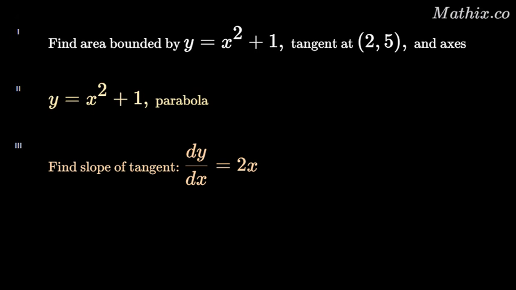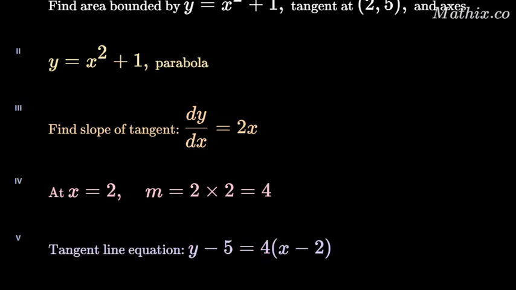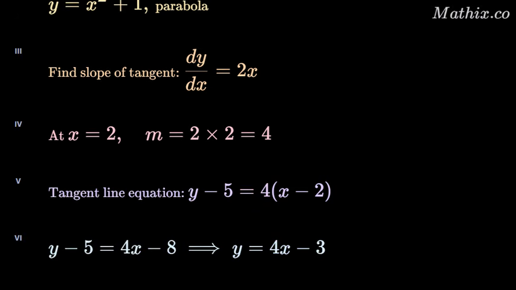To find the tangent line, we first need the slope, which is the derivative dy divided by dx equals 2x. At the point where x equals 2, the slope m equals 2 times 2, which is 4. Using the point-slope form, the tangent line equation is y minus 5 equals 4 times (x minus 2). Simplifying, y minus 5 equals 4x minus 8, so y equals 4x minus 3.